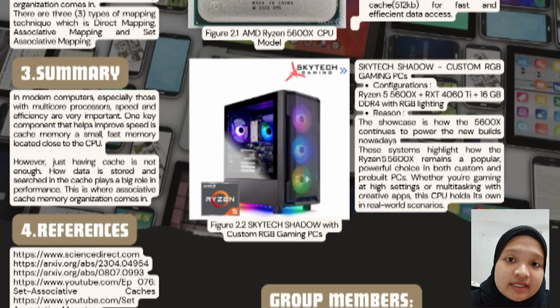And lastly, the summary. In conclusion, in modern computers, cache memory plays a huge role in improving speed and efficiency, but the organization of the cache is just as important as having the cache itself. Then the combination of direct mapping, fully associative, and set associative mapping helps systems like the Ryzen 5000 series.